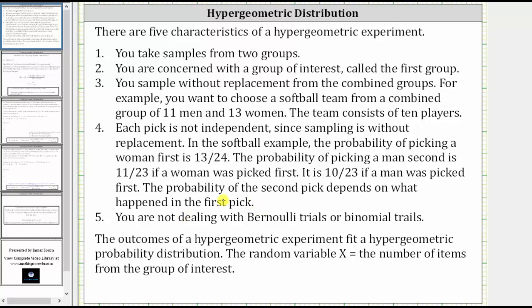And then finally, number 5, you are not dealing with Bernoulli trials or binomial trials. The outcomes of a hypergeometric experiment fit a hypergeometric probability distribution. The random variable x is equal to the number of items from the group of interest.